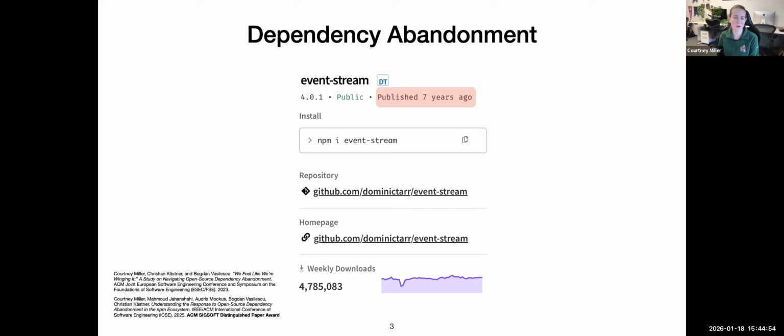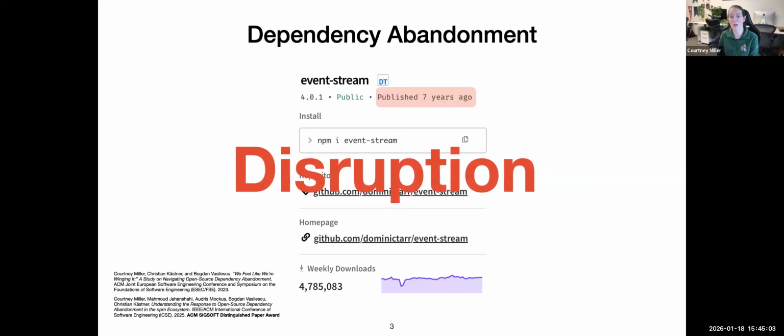But not all disruptions make the news. In fact, the abandonment of open source packages rarely makes headlines. Nonetheless, from my own work and that of others, we know that abandonment can disrupt supply chain integrity for millions of downstream users, creating unanticipated risks that many struggle to deal with.